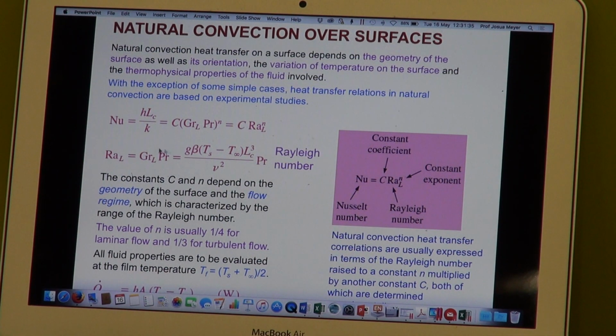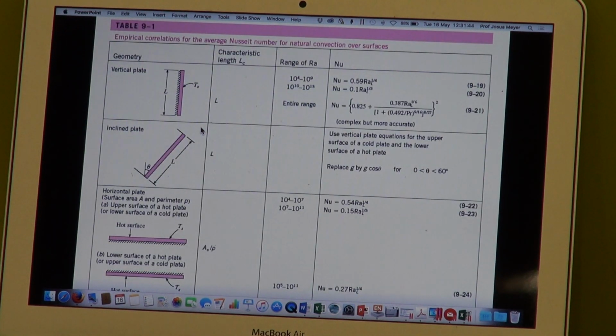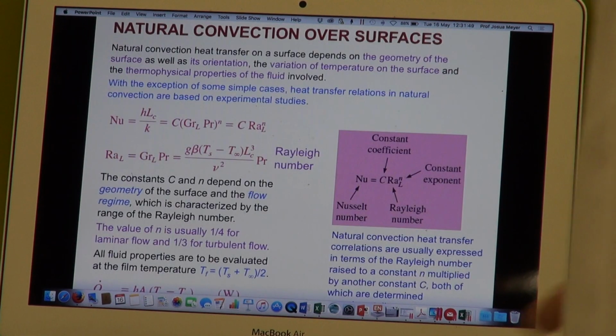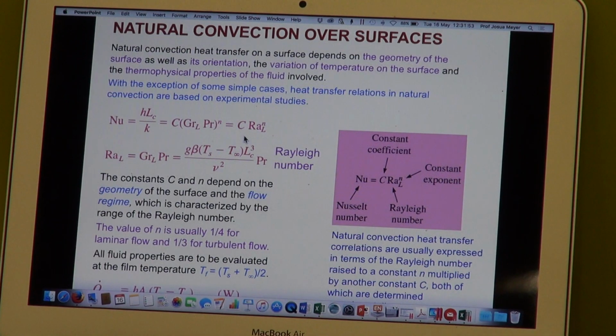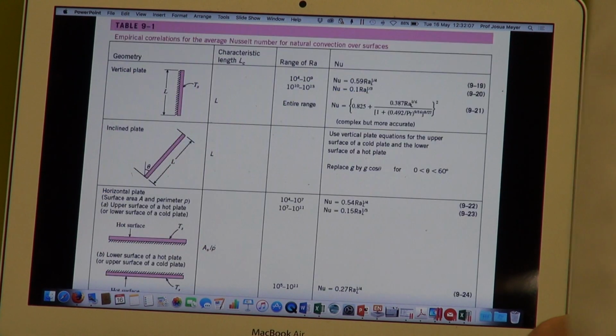Again, there is the equation of the Nusselt number that is written as a function of the Grashof number and Prandtl number, and that product, because it occurs so many times, is called the Rayleigh number. That is the Rayleigh number, and we can always write it as a constant multiplied by Rayleigh to the n, where the constant is typically smaller than 1, and the n value is approximately equal to a quarter or a third, depending on whether the flow is laminar or turbulent.